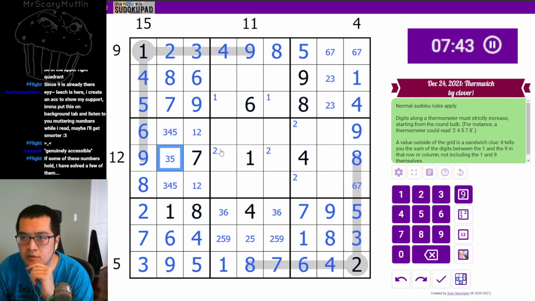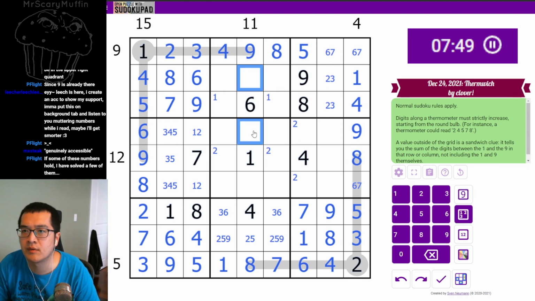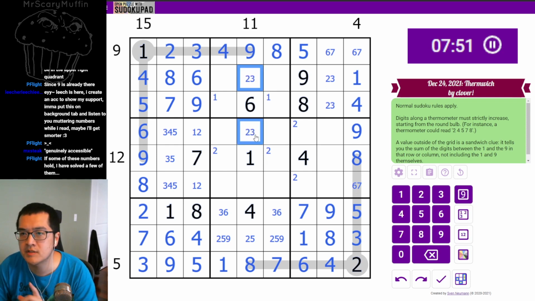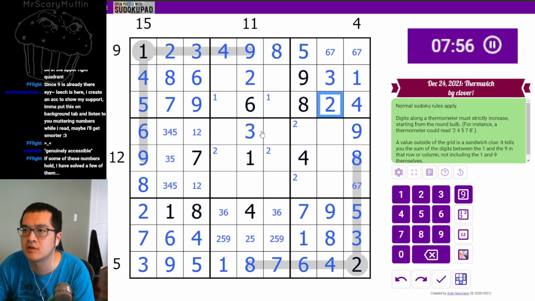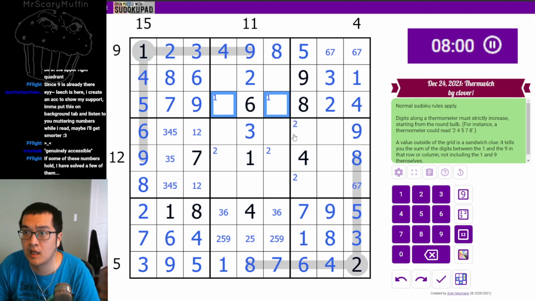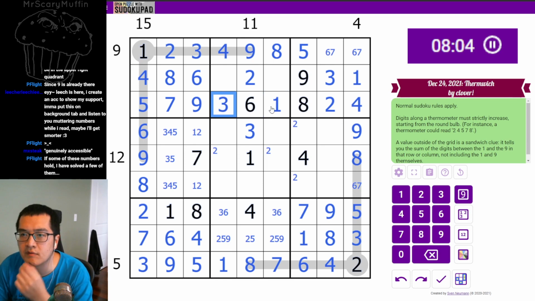We still have some sandwich clues actually. We have this sandwich clue, 11. 6, 5, 2. This must be 2 and 3 in here. But this one can't be a 2. So this one must be a 3. So that's a 2. That fits that one. What are we missing here? A 1 and a 3? We got the 1 down there, so that fixes these ones.